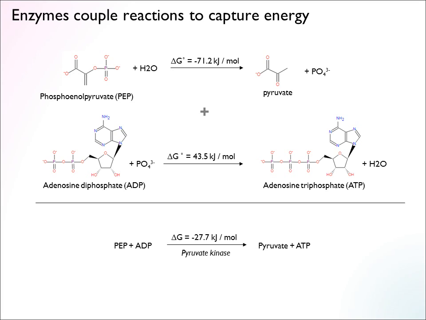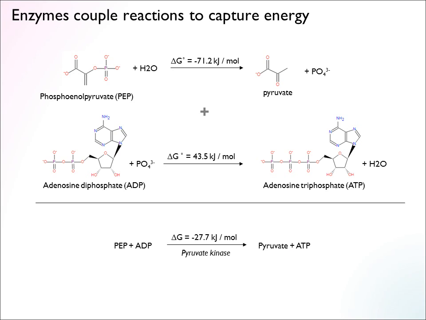So if we add these two reactions together, some of the things will cancel out. You will get rid of the phosphates and the water, and you can add up the differences in Gibbs energies, and you come up with this final reaction. So now we have a coupled reaction where you are using PEP, phosphoenol pyruvate, to drive the phosphorylation of ADP to ATP. As we saw, the phosphate group dropped out here, so it's actually this phosphate group that is put onto ADP to make the triphosphate ATP.